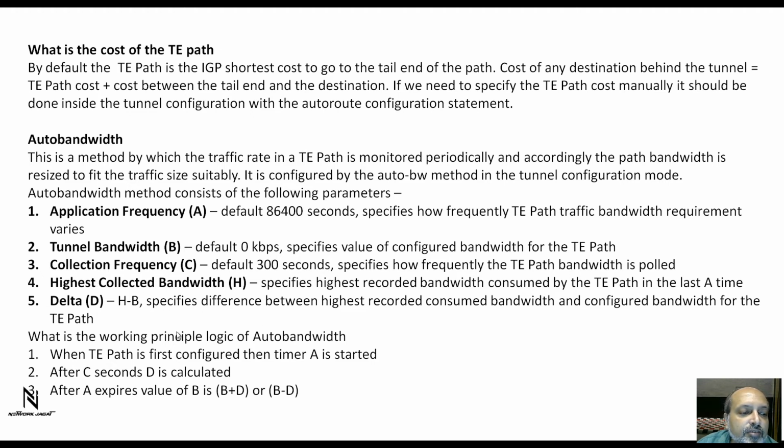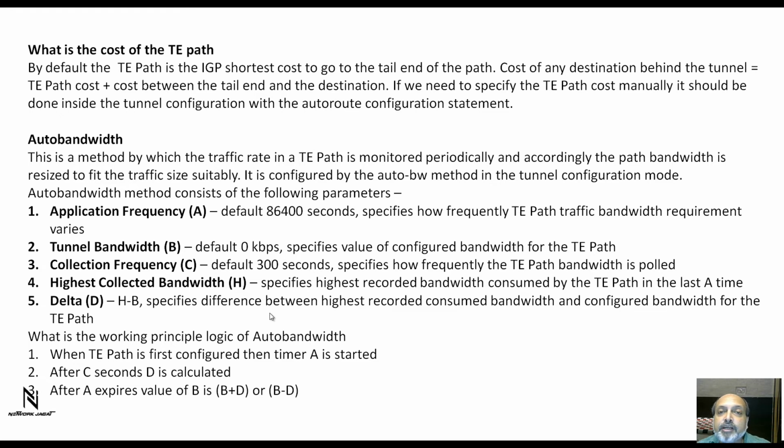Now this can be either a positive value or a negative value, right? Mind this, delta can be a positive or a negative value. Why? Because this H can be higher than this B or lesser than this B. Under normal situation, the highest collected bandwidth, as per our expectation, must always be below the tunnel bandwidth, as specified in the auto BW method.